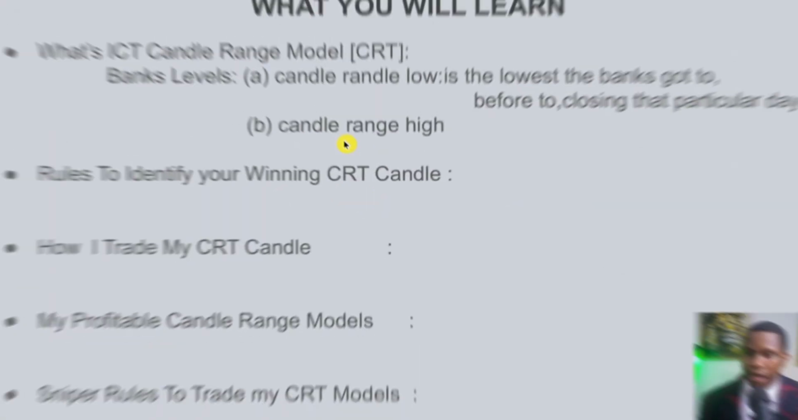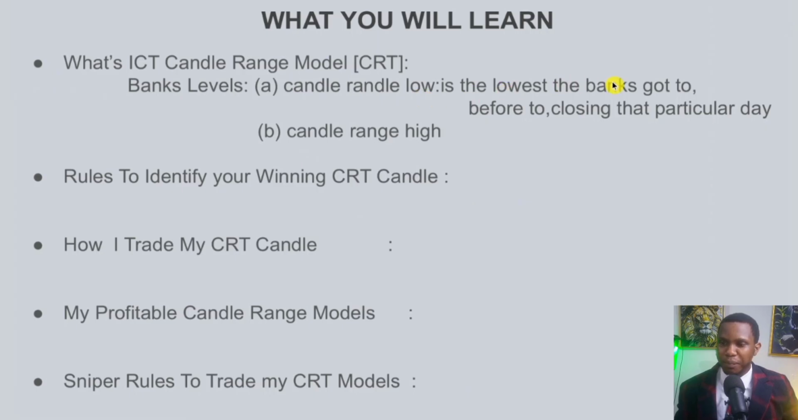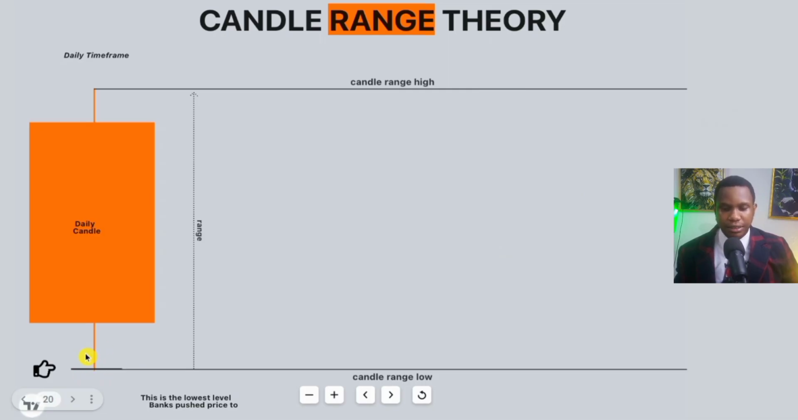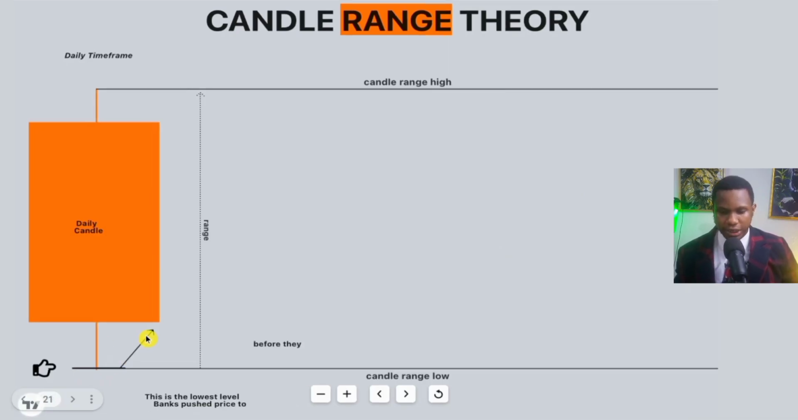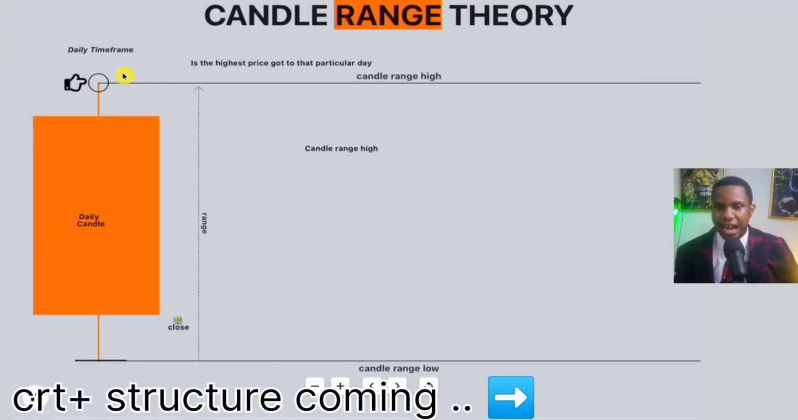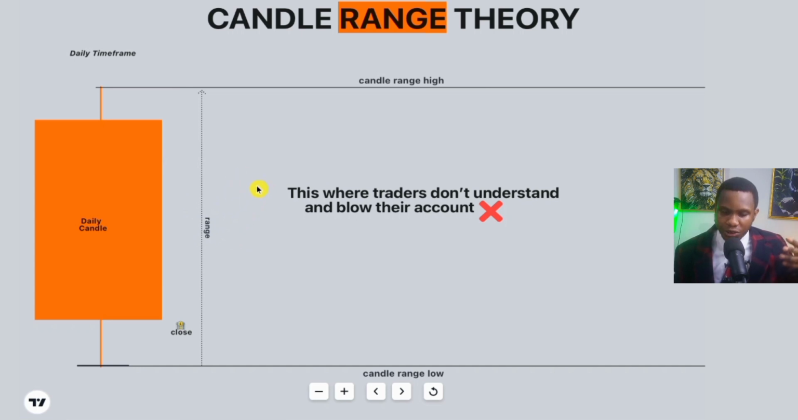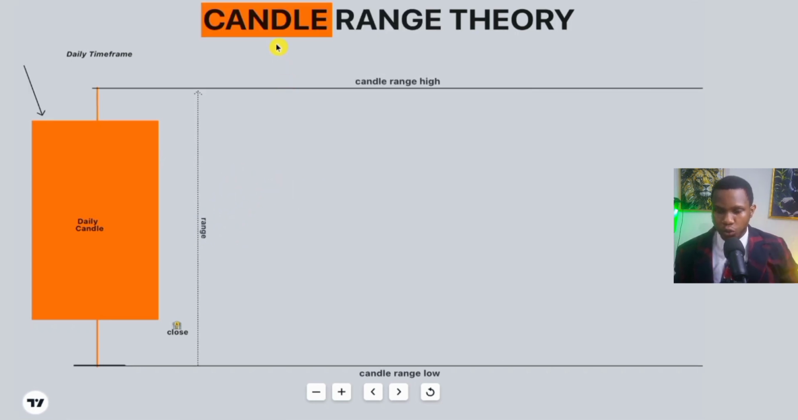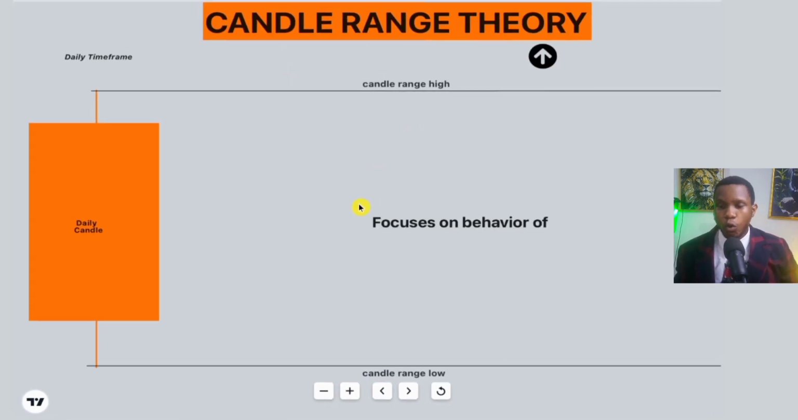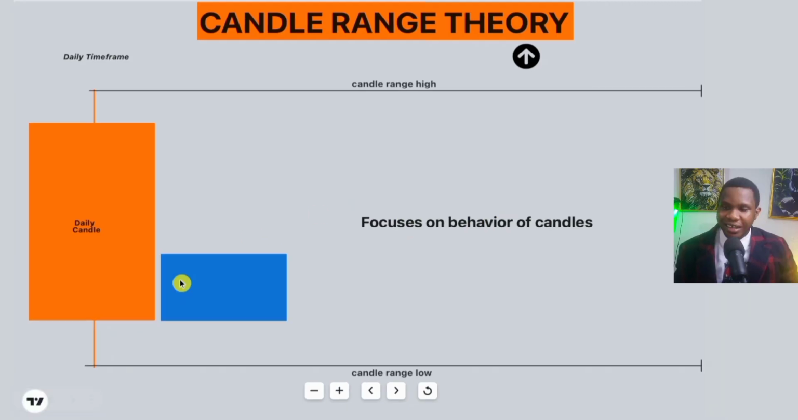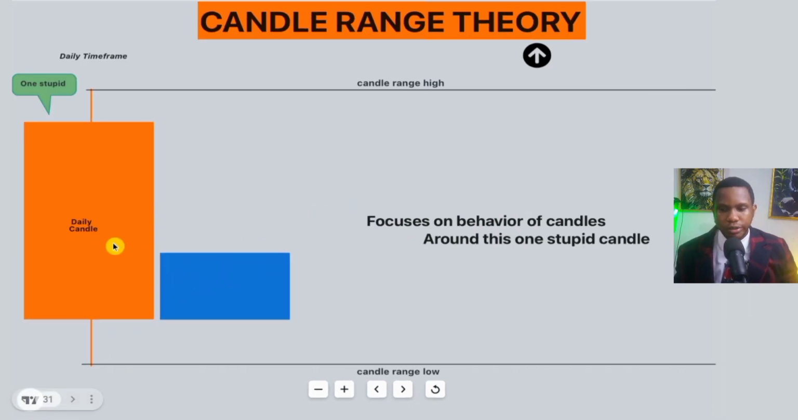Watch closely. Candle range low is the lowest the banks go to before closing that particular day. This is the lowest the banks push price to before they close for the day, while your candle range high is the highest price goes to that particular day. Now this is where traders don't understand and blow their accounts. Candle range theory focuses on the behavior of candles around this one stupid candle.